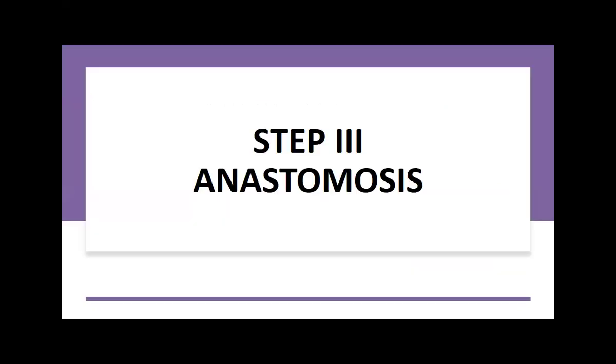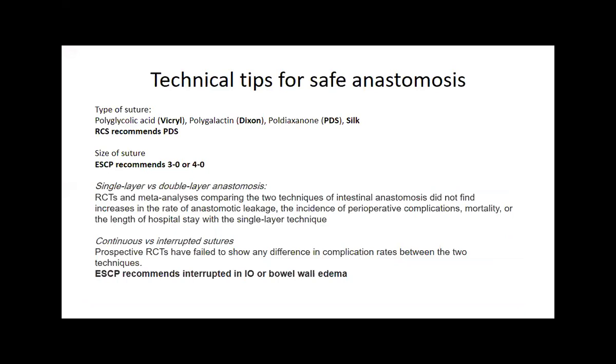Step 3, the anastomosis. So we have step 1, preparation, step 2, resection, and step 3, how to do the anastomosis. There are some technical steps for a safe anastomosis. First, we usually use either Vicryl, Dexon, or PDS. You can find in some old literature, like in Kirk, which has many editions, that he describes using absorbable suture for the inner layer and silk suture for the outer layer.